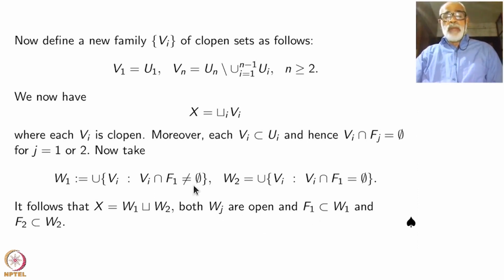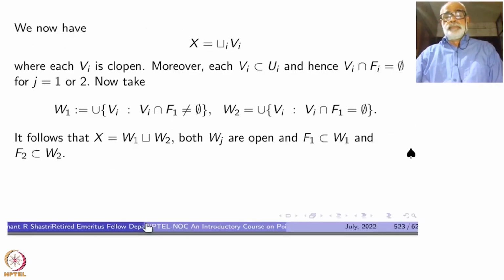And F1 will be inside W1 now, because F1 does not intersect any of them. But F1 is contained in the union, so it must be inside W1. And F2 by very definition has to be inside W2. The rest of them has to be W2. So what we have done is writing X as a disjoint union of two open sets. This is a partition. This is a separation now. Right? F1 inside W1, F2 inside W2. So that is the property S3.